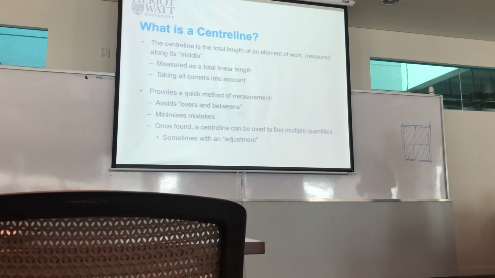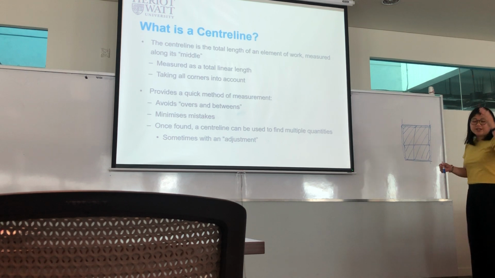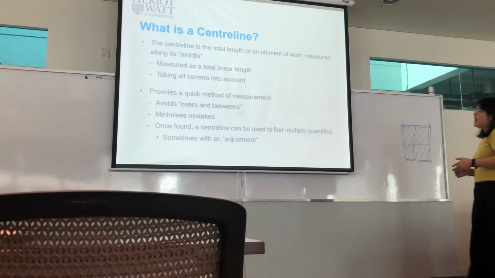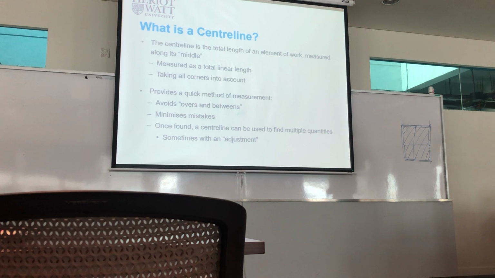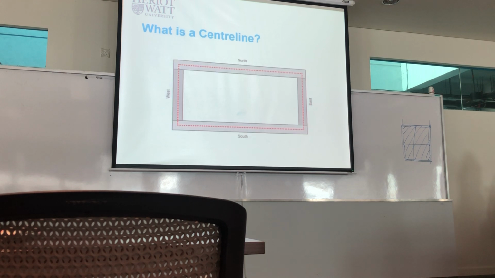So what is the center line? The center line is the total length of an element of works measured along its middle, like in the picture, the red dotted lines, measured as a total linear length, right? So when I'm measuring, what do you mean by measure a total linear length? Meaning I want to know the length of this wall. This wall, I will take the center to center line.